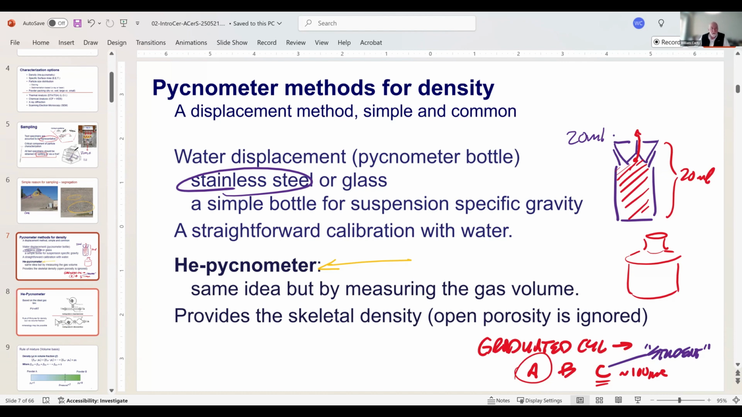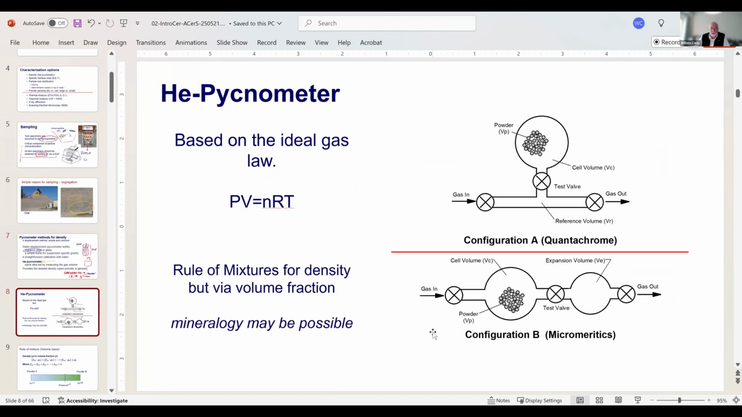So the way that it works, the clever instrument is basically based on the ideal gas law, PV equals nRT. So what you do in this case is you have this volume, which is called a cell volume here, and you know the volume. And then you have a reference volume here. You know that volume. So what you do is you close this valve, you open up the whole system first, and it equilibrates to 0. So you rate your gas pressure at 0.